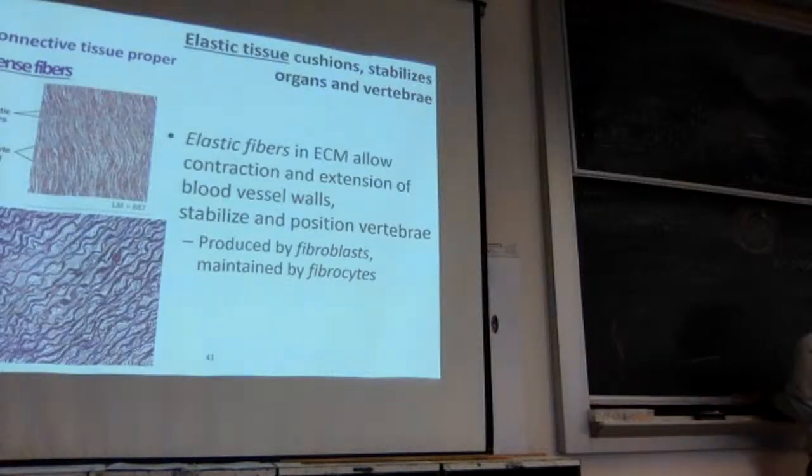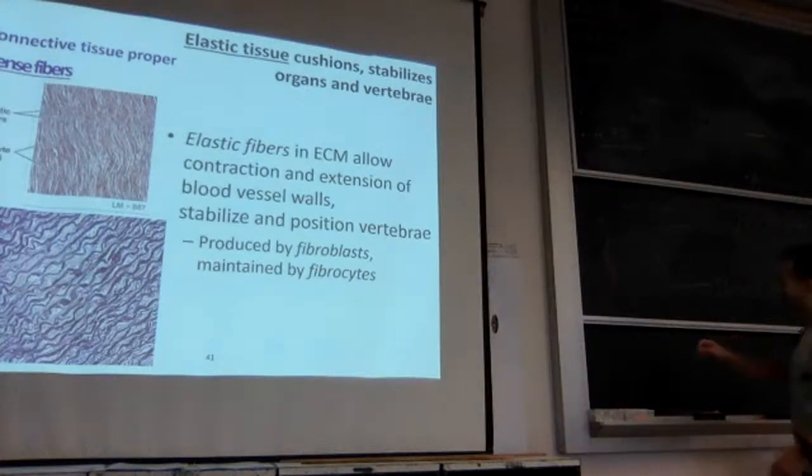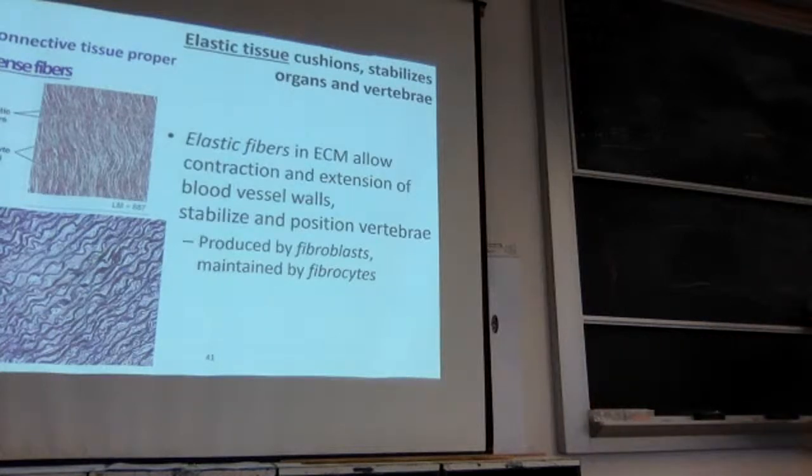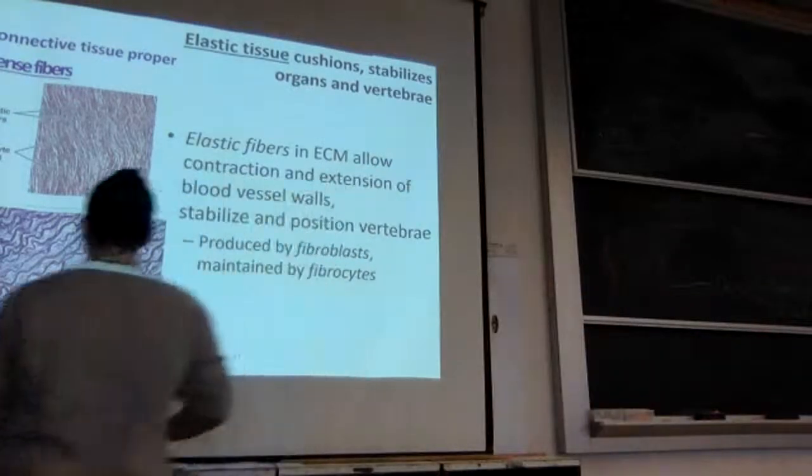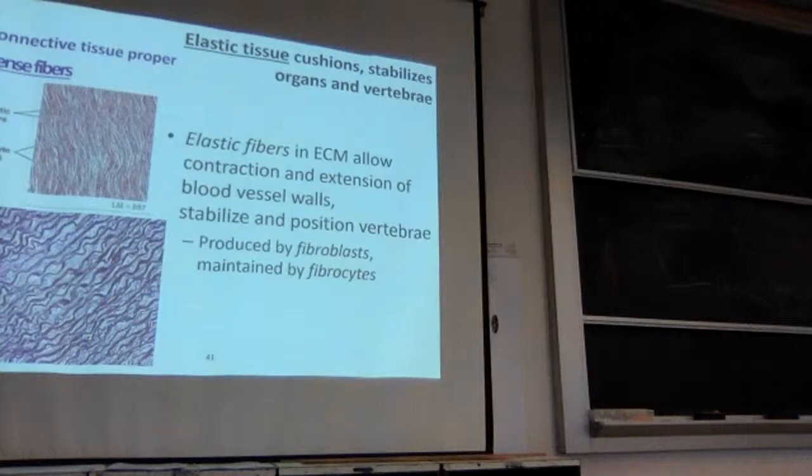The last type of connective tissue proper is elastic. Elastic tissue, as the name suggests, has elastic fibers. Remember, there's a difference between the tissue and what fibers it has. So elastic tissue has elastic fibers in the extracellular matrix. The way you identify this, remember the elastic fibers are very wavy. So look for wavy fibers, all mostly going in the same direction, but it can branch a little bit too. They tend to be more kinked, more wavy.